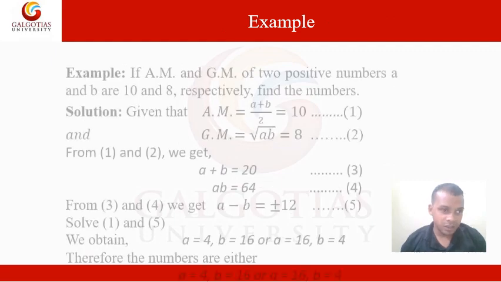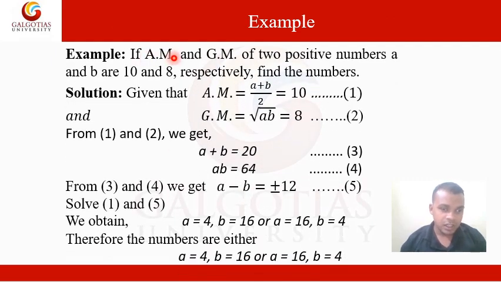Let us have some examples here. If the AM, that is arithmetic mean, and the GM, that is geometric mean, of two positive numbers a and b are 10 and 8 respectively, find the numbers. AM means arithmetic mean and GM means geometric mean. The arithmetic mean is the average of two numbers, that is (a plus b) by 2, which is given as 10. So (a plus b) by 2 is equal to 10, and the geometric mean, root of ab, is equal to 8, as given in the question.